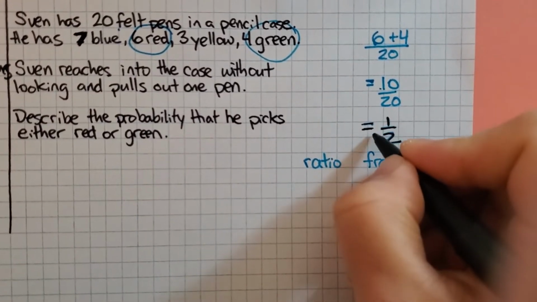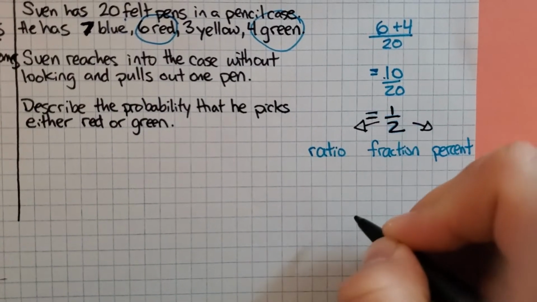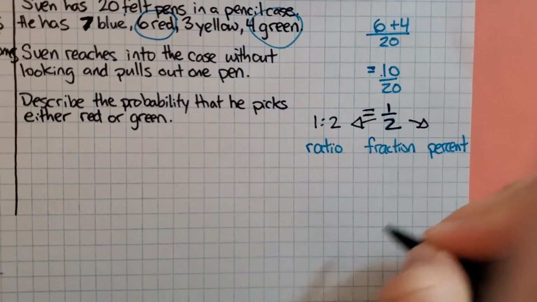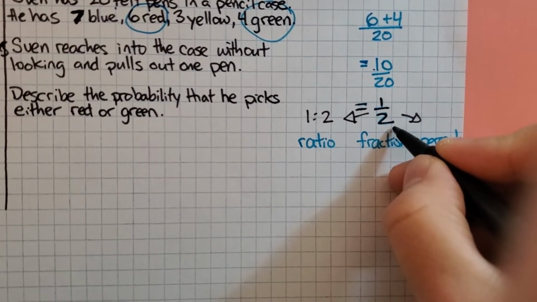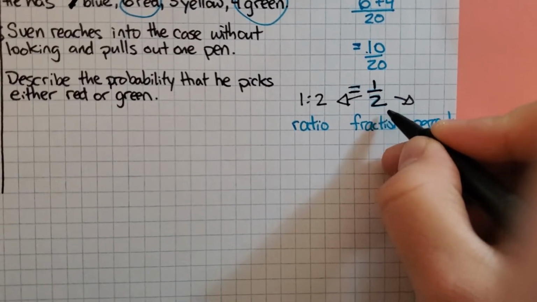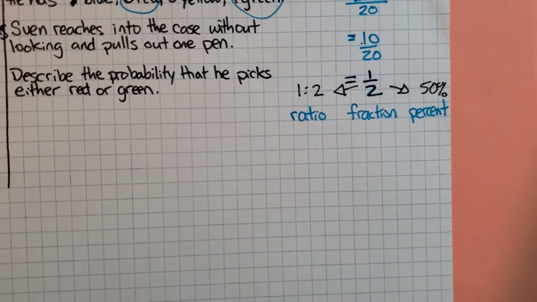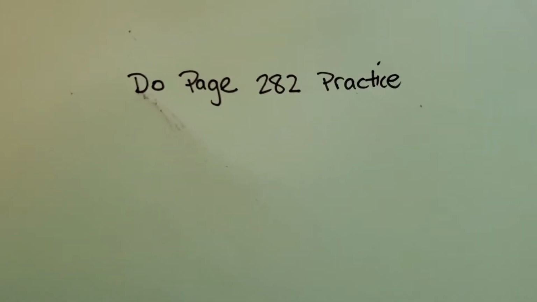We also need to express this as a ratio and a percent. This as a ratio is 1 to 2. And this as a percent: 1 over 2 is 0.5, 0.5 times 100, 50%. Awesome. Now do the practice on page 282.